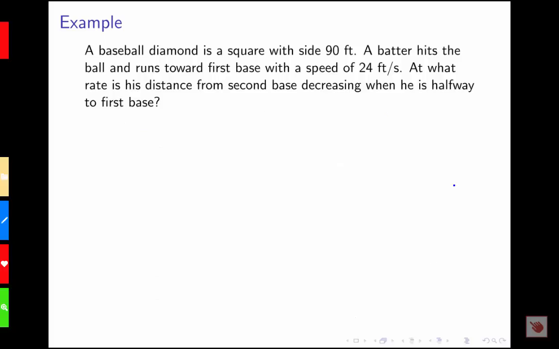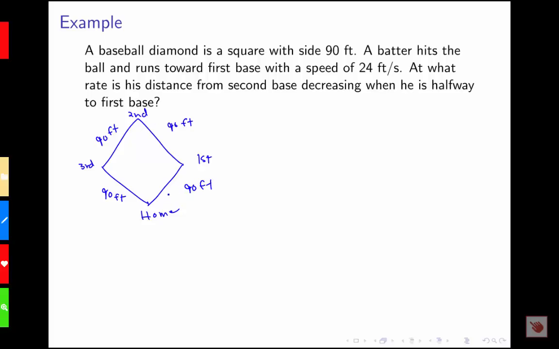In this situation, we've got a baseball problem. We're told that a baseball diamond is a square with side 90 feet, and a batter hits the ball and runs to first base with a speed of 24 feet per second. At what rate is his distance from second base decreasing when he is halfway to first base? We want to draw a picture modeling this situation. I've got my baseball diamond here. This is home. I've got first, second, and third. I know that each one of these sides is 90 feet long, so I can label that information on my diagram.